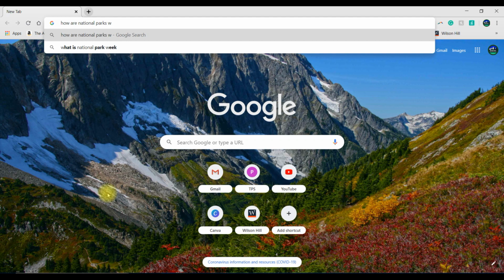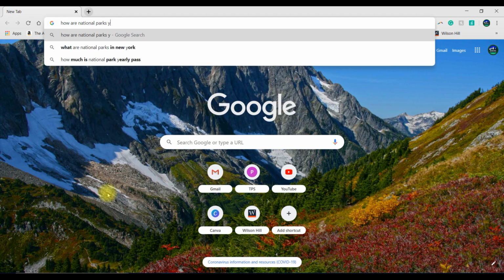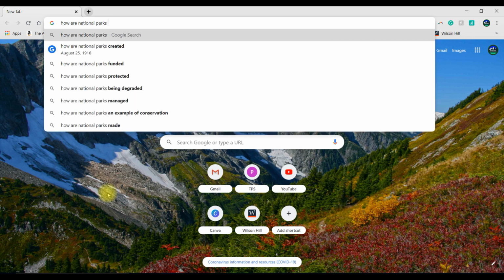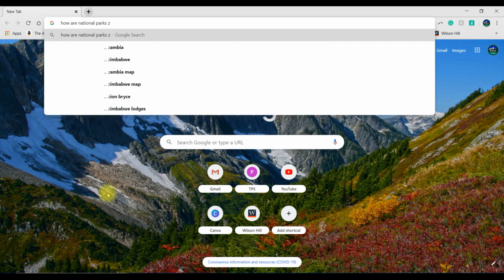W. What is National Park Week? National Park Week is a week set aside in April, and each day in National Park Week is celebrating something specific that we love about national parks. It is a fun time, and although this year we did not get to celebrate it the way we might have wanted to, it is still super awesome. Y. Why? Again, not much for why, but how much is a national park yearly pass? That depends on how old you are and other such things. And then finally, Z. Nothing for Z.